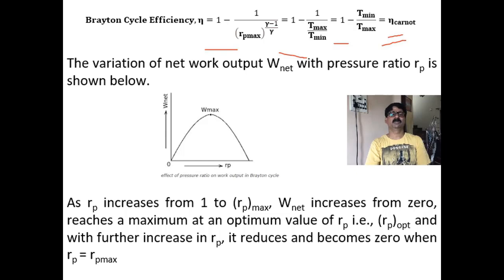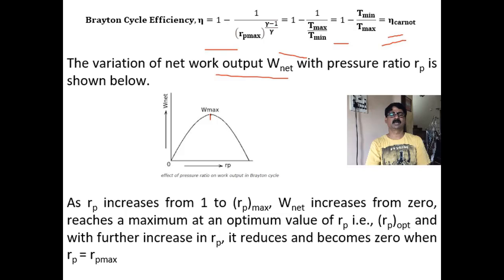Right. So the variation of net work output with pressure ratio is shown below. As the pressure ratio starts from 0, the net work output is also 0. As the pressure ratio increases, W net also increases, reaches a maximum value, and further it decreases.